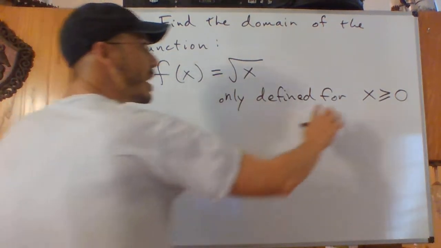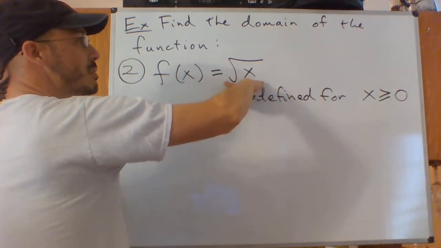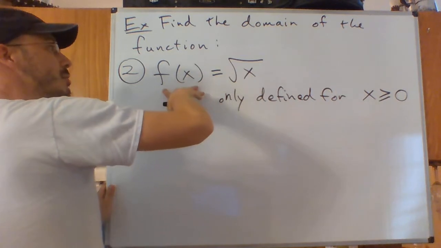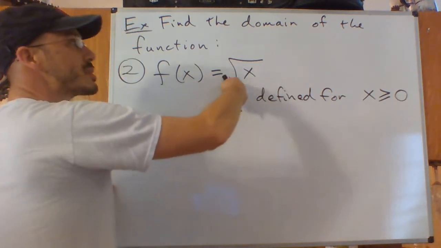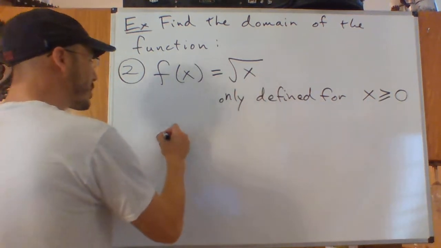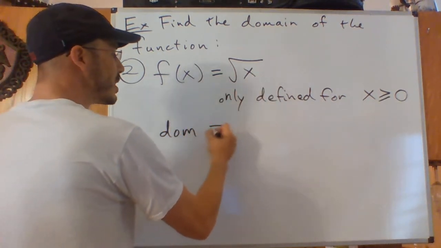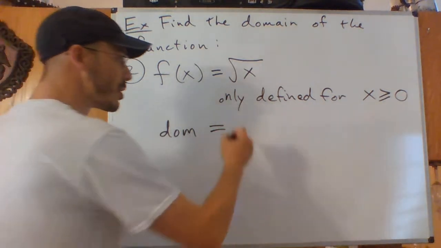And so I need the x values that I put into the square root to be greater than or equal to 0, and then I can get a real number. Negative numbers don't work. If I try to take the square root of a negative number, I don't get a real number. So here I'm going to say that the domain is all the real numbers that are greater than or equal to 0.